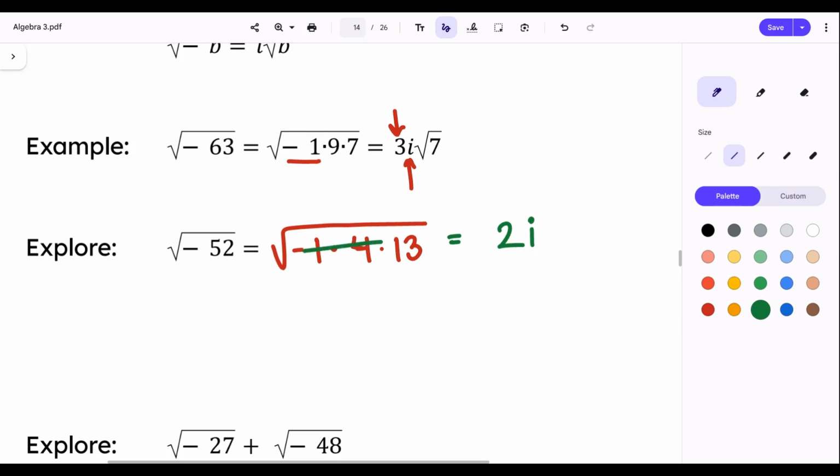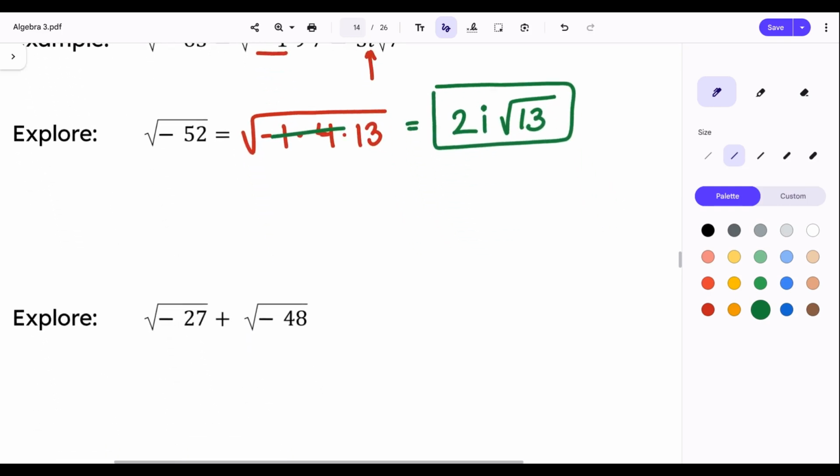What happens with the 13? It's going to have to just stay, right? Because we can't take the square root of 13 anymore, so this would be my simplified answer. It's really similar to what we did in chapter P when we were simplifying those radicals. It's just that now you have to add on that I because there's a negative in there. That I is representing the fact that there's a negative underneath the square root sign.